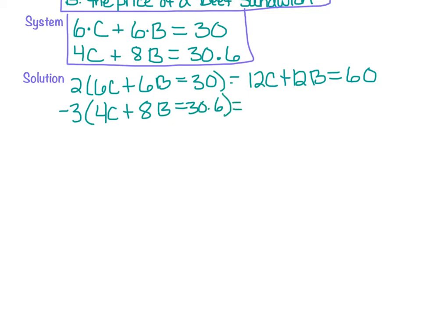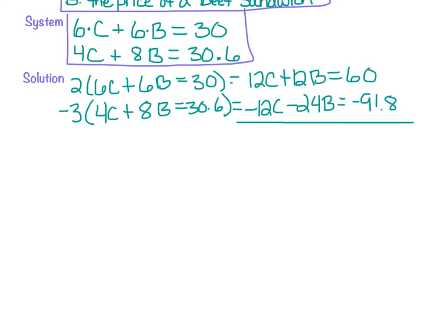So that gives me -12C minus 24B equals -91.8. And I'm going to now add these two lines together. The C's cancel out. 12B minus 24B would be -12B equals, and 60 minus 91.8 would be -31.8. And so B equals, they're both negative, so that goes away, 2.65.